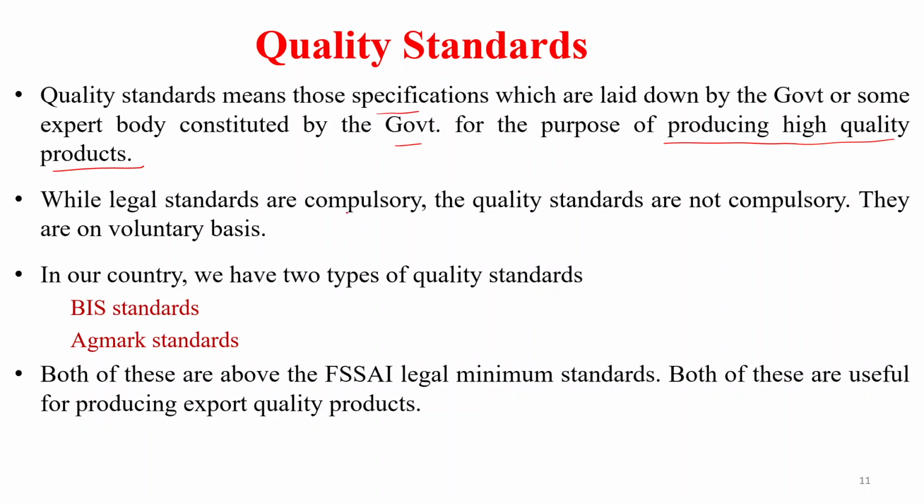So while legal standards are compulsory, quality standards are not compulsory. They are on a voluntary basis. It's one's choice to go for the quality standard if one is able to meet the requirements or the prerequisites of the standards. Now in our country we have two types of quality standards. One is the BIS standard and the other is the AGMARK standard. Both of these are above the FSSAI legal minimum standards. Because these are meant for producing high quality products, they are above the FSSAI legal minimum standards, and both of these are useful for producing export quality products.